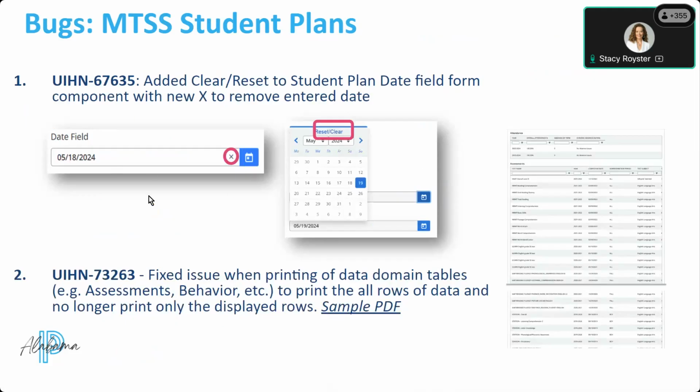One of them is in a calendar, where if you put a start and end date on it and you didn't mean to, you will now see a reset or a clear option at the top of the calendars, so you can back those dates out if you needed to.